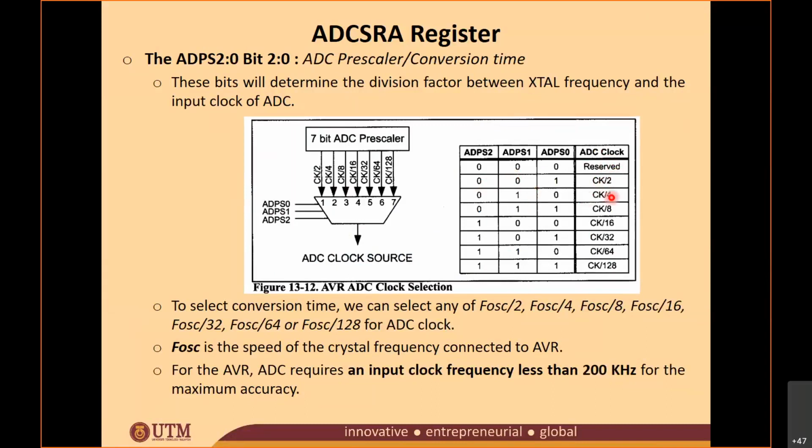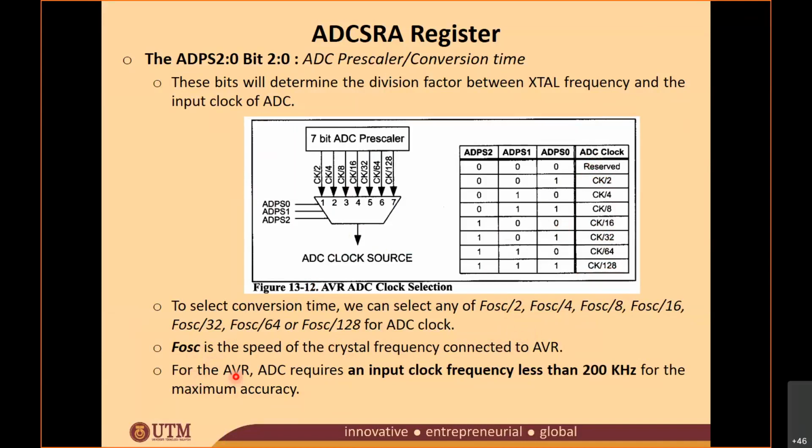010, which is you use a prescale of 4, and then 011, followed by 16, 32, 64, and 128. In order to select your conversion time, you can select any of these prescales here. This FOSC prescaler is the split of the crystal frequency that is connected to your AVR. And then this is the most important part here.